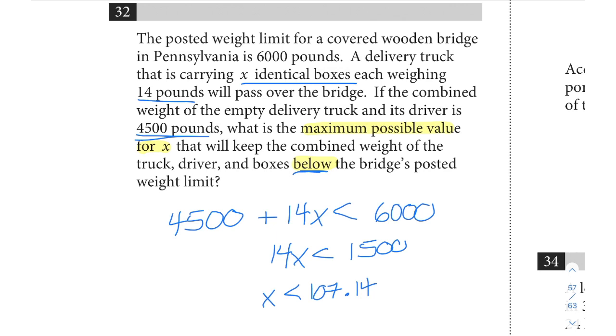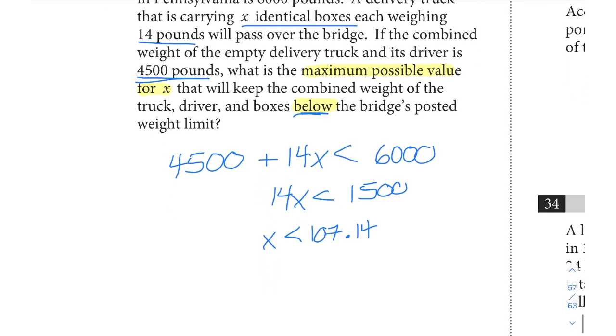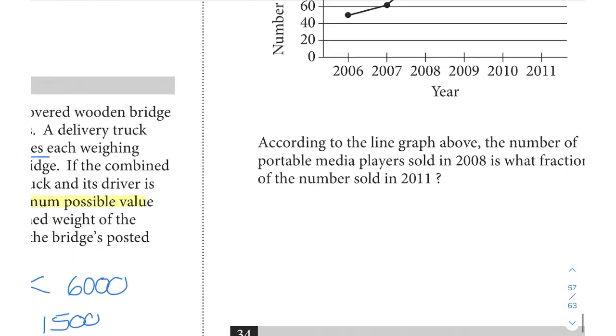If we do have less than, then it makes it a little bit easier, because here they're asking for the maximum possible value for x. And x is a number of identical boxes. So we want to understand the context of the word problem here. You can't have 107.14 boxes. For us to remain less than 107.14, the maximum possible value that is less than that is going to be 107. And if we understand the context of the question and set up the inequality properly, then we can bubble in 107 a little bit more confidently here.